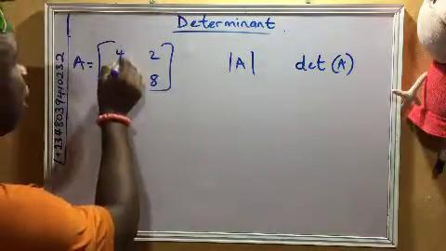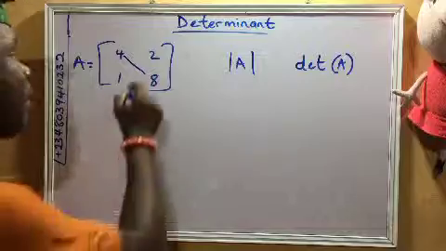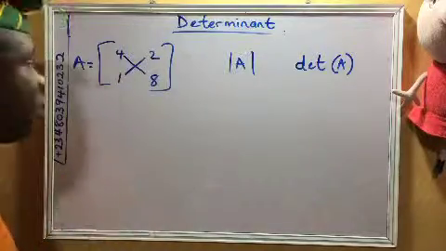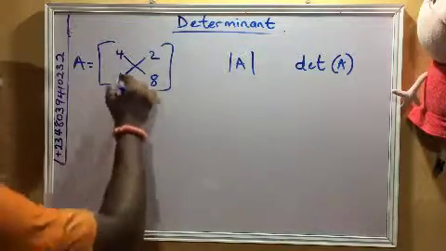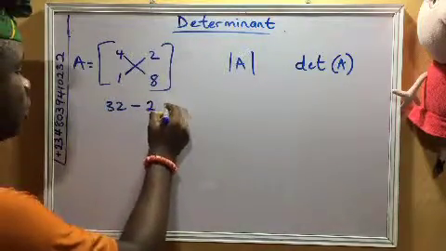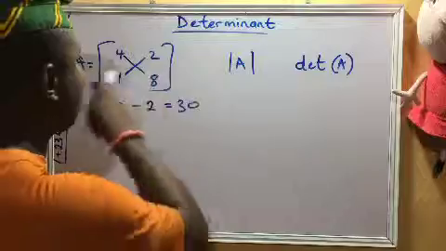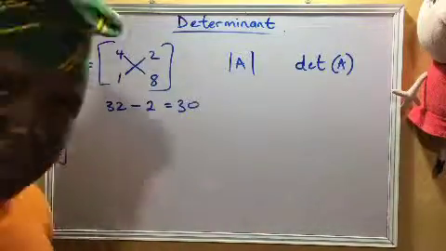All you need to do is this times this minus this times this. That's all. So 4 times 8 is what? 32. Then minus 1 times 2 is what? 2. That gives you what? 30. So the determinant of A is 30. It's as simple as that.